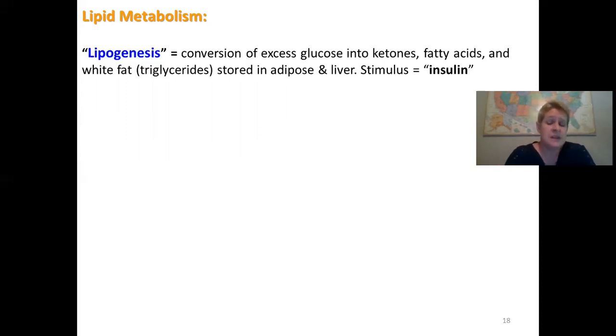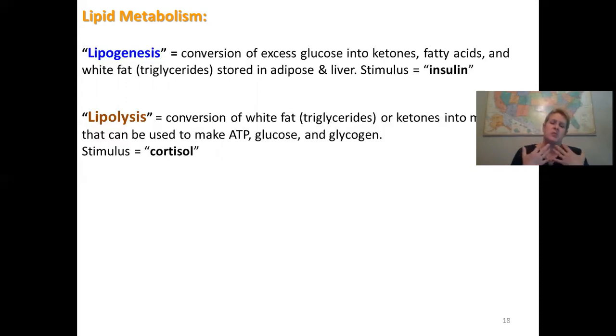Now, should you need energy, your cells are capable of lipolysis, the breakdown of lipids or white fat into molecules that can be used to make energy. Okay, the stimulus for the breakdown of fat is a stress hormone called cortisol. Epinephrine can also do this, okay? All right, so let's look at the first step, lipogenesis.